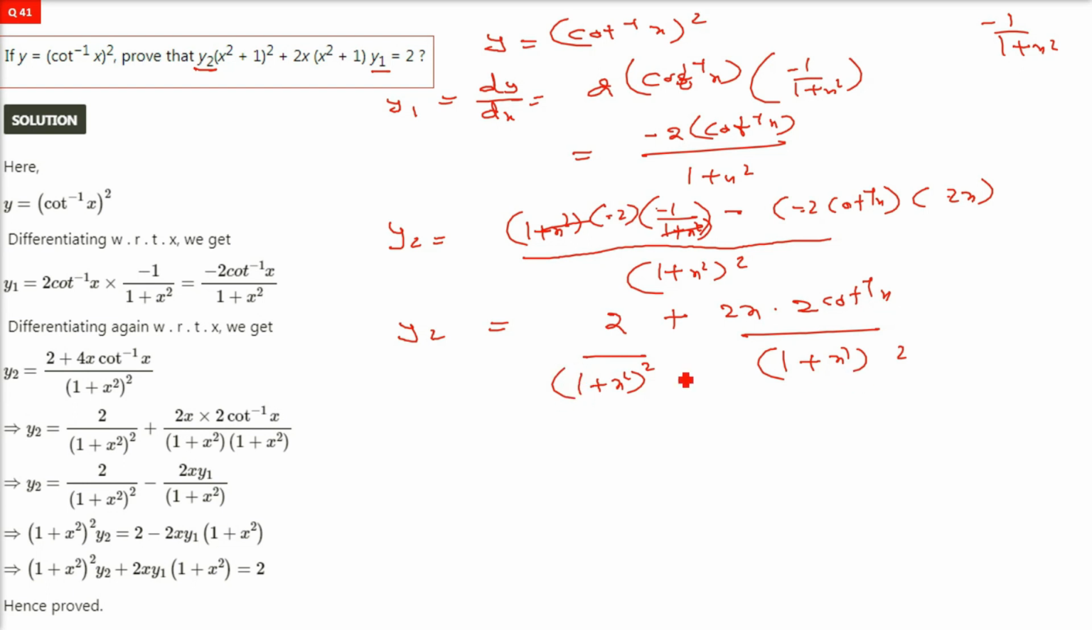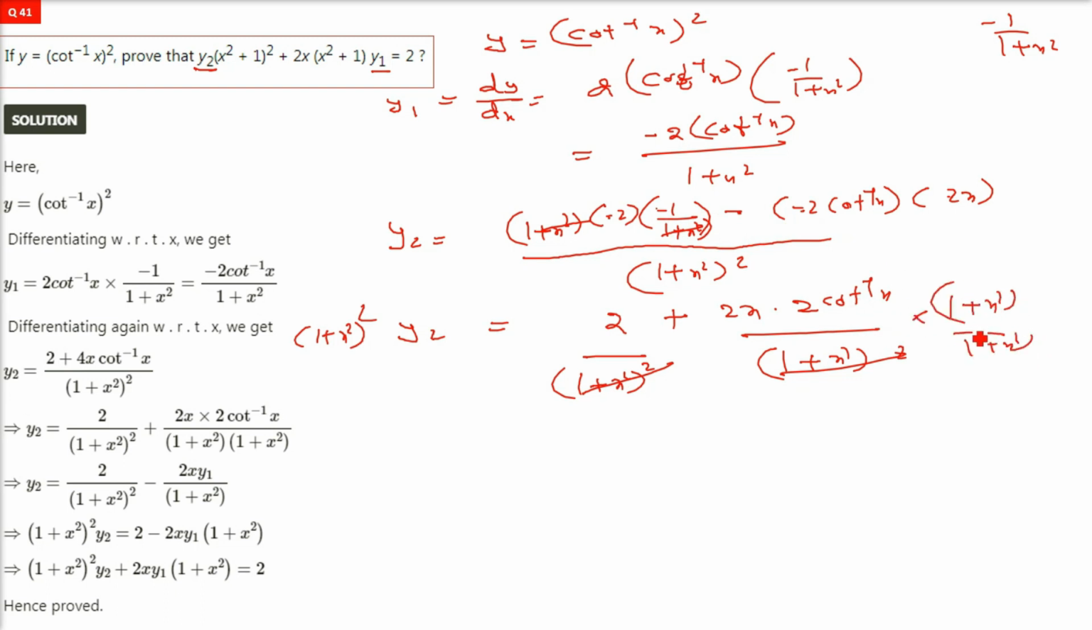So let us remove this and bring it to the left hand side. 1 plus x square whole square, 2 will remain like that. Don't worry about that. 2x, 2 cot inverse x. What is this? In the question it is saying, do we have anything like this? Yes, we have it. Minus 2 cot inverse x into 1 divided by 1 plus x square. So what we'll do, we'll multiply the numerator and denominator by 1 plus x square.